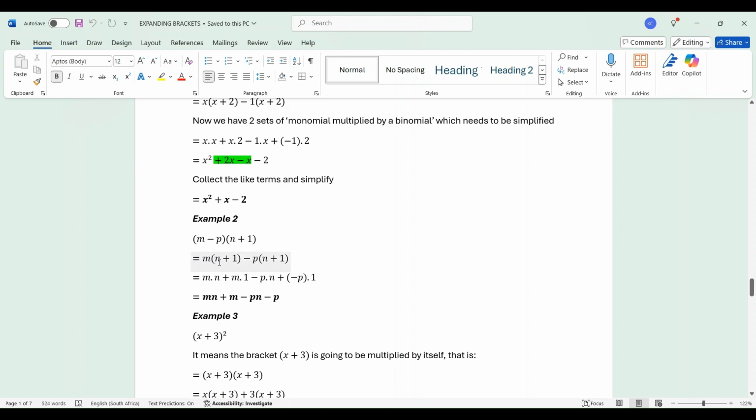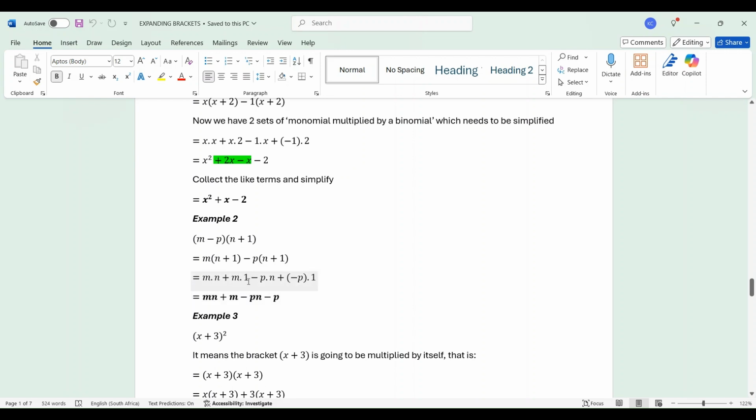m times n, we get mn. Then m times 1, here it is m times 1. Then minus p times n, here it's written minus p times n. Then minus p times 1, here it is written. Then from there, we move on. m times n, we get mn.